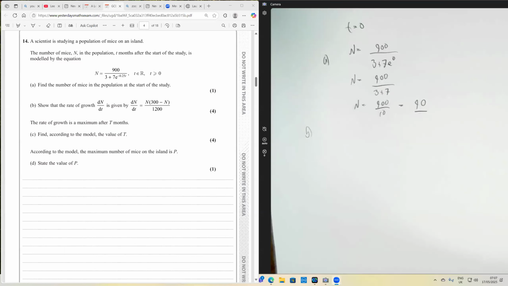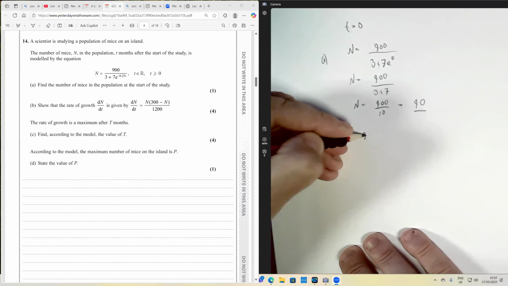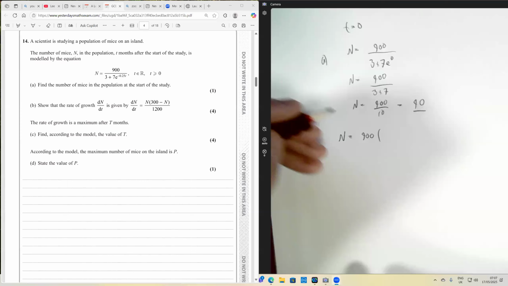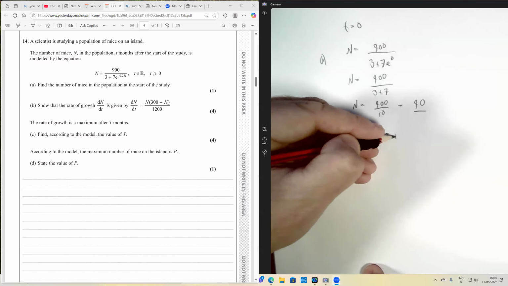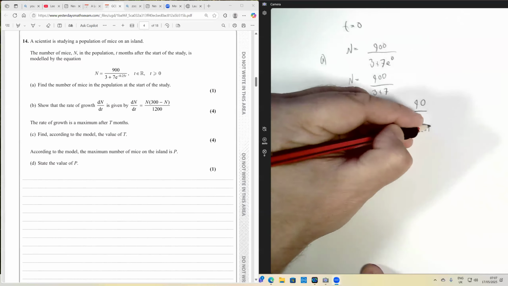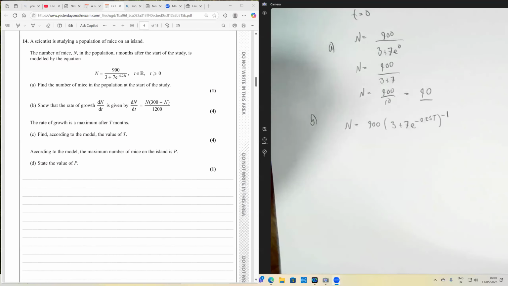Part B. Okay, this I think is really tricky. Show the rate of growth is given by that. So we've got to differentiate our n expression, and to help it look a bit more straightforward for our differentiation, I'm going to rewrite it as this: 900 times 3 add 7e to the minus 0.25t, all to the minus 1. So all I've done is just rewritten 900 over something as 900 times something to the minus 1. Okay, so this is just a different way of writing n.